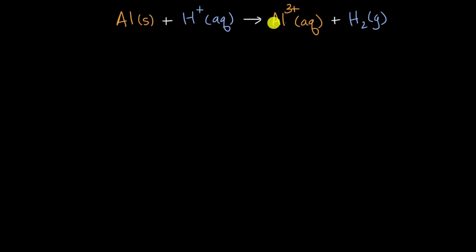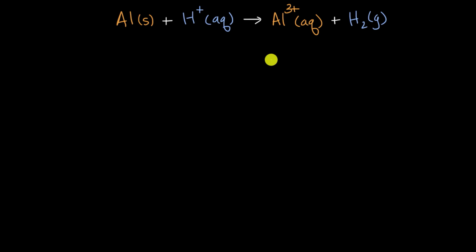So what we have here is a redox reaction. Things are getting oxidized and reduced, thus the name redox, but we want to balance this redox reaction. And when we talk about balancing a redox reaction, we want to make sure we conserve mass and charge on both sides of this reaction. So how do we do that?